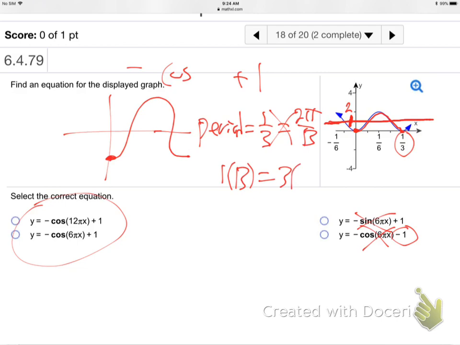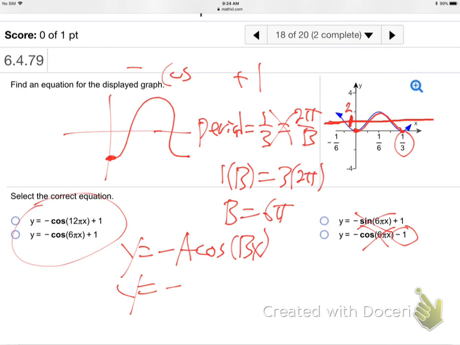So the period's 1/3, which is 2 pi over b, diagonal, diagonal. 1 times b, 3 times 2 pi, b is 6 pi. So then it's negative a cosine bx. What's the a? What's the amplitude on this one? It's just 1. Amplitude is how far above and below the midline you go. This one only goes 1 above and 1 below the midline. Up to 2, down to 0. The midline's 1. It goes 1 above that and 1 below that. That's amplitude. So the amplitude is just 1.